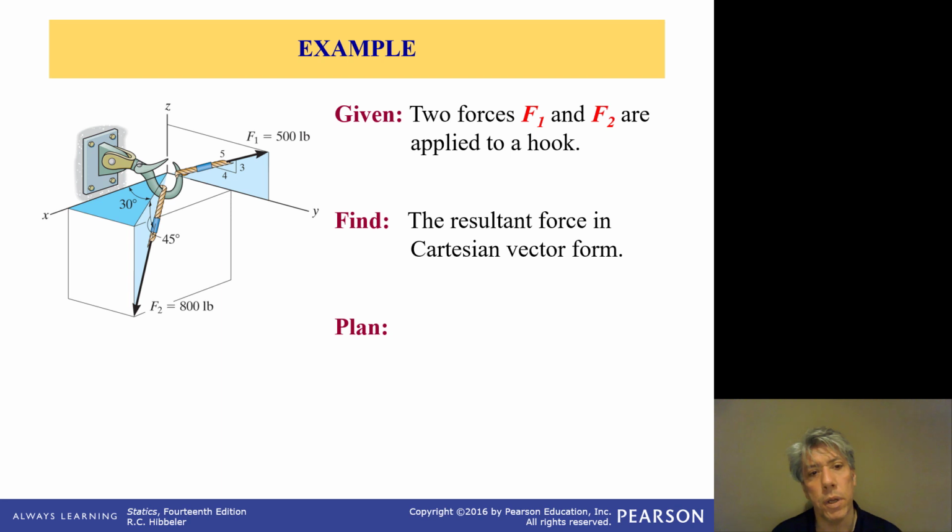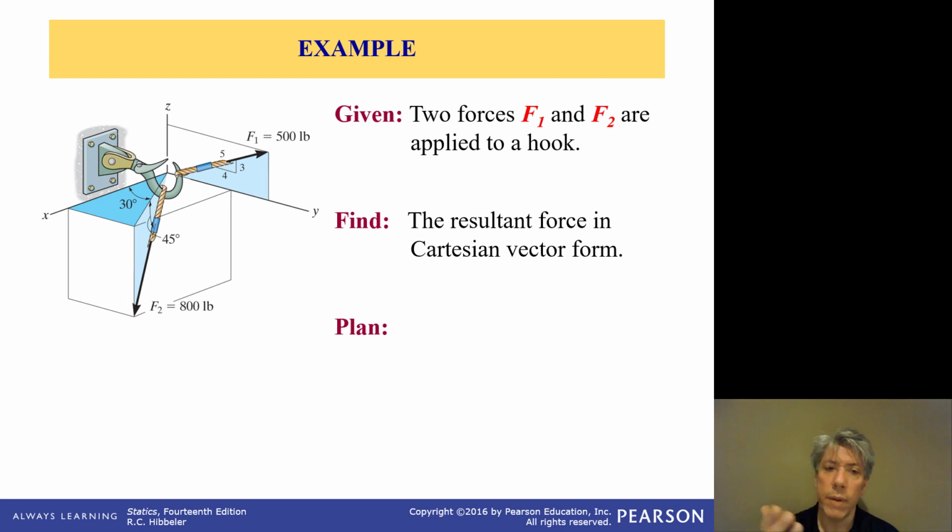But F2, you notice that the plane for F2 is a plane that passes through the z-axis and is rotated off of the x-axis by 30 degrees. And then within that plane, F2 is angled down by 45 degrees. On the other hand, it looks to me like the force F1 is a little more simple. F1 lives or exists in the YZ plane alone.